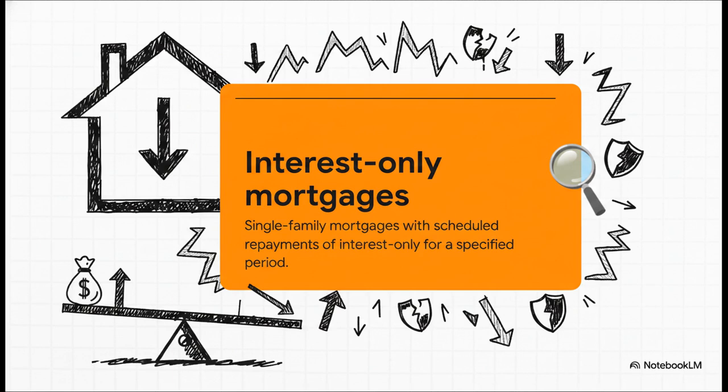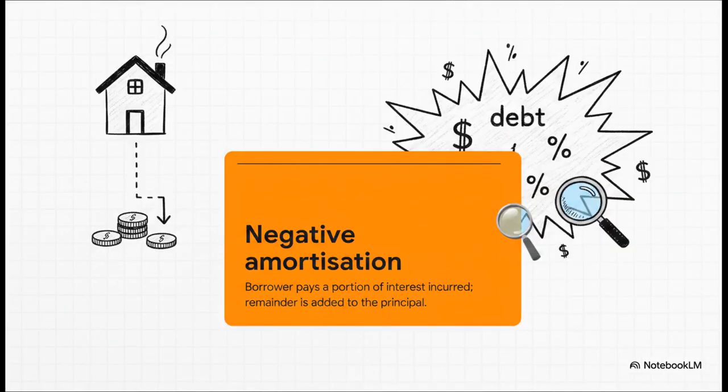They aren't building any equity through their payments, which leaves both the borrower and the lender highly exposed if the market takes a downturn. Then we hit the most complex of the 3, negative amortization mortgages. Let's do a quick mental scenario to really grasp this.